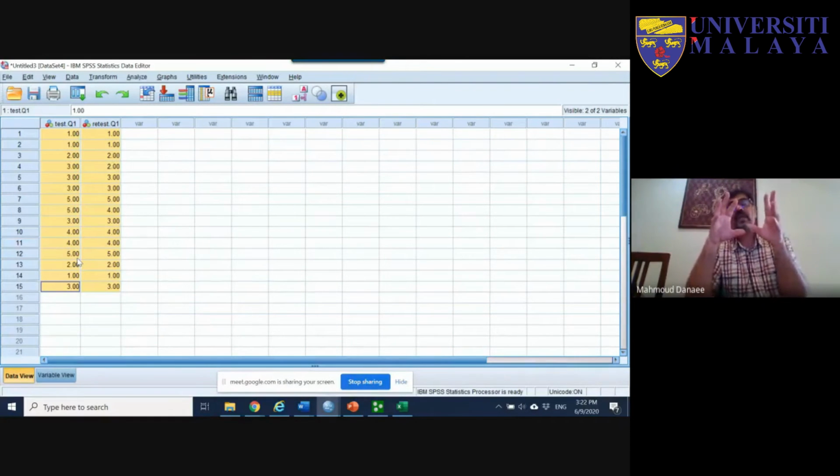So that's why you need to collect data from the same sample 2 times, with at least 1 week between, if you are dealing with questionnaires and human-based studies. Any question? Fine.